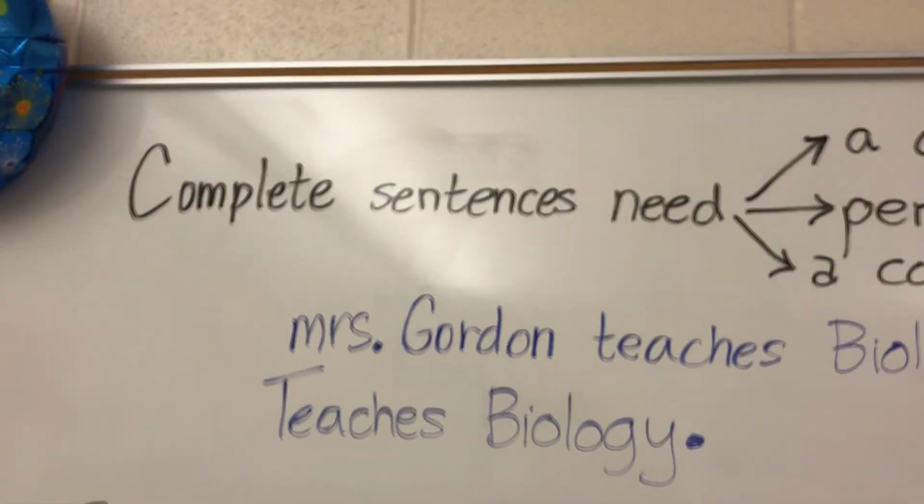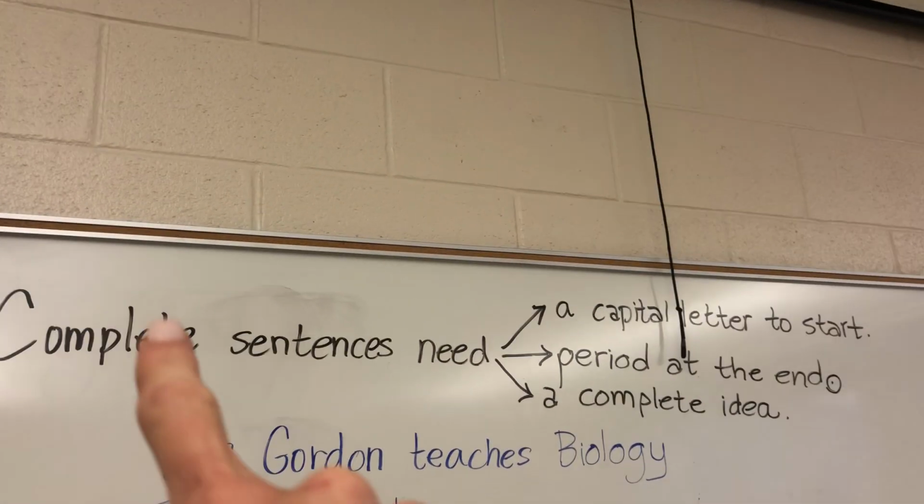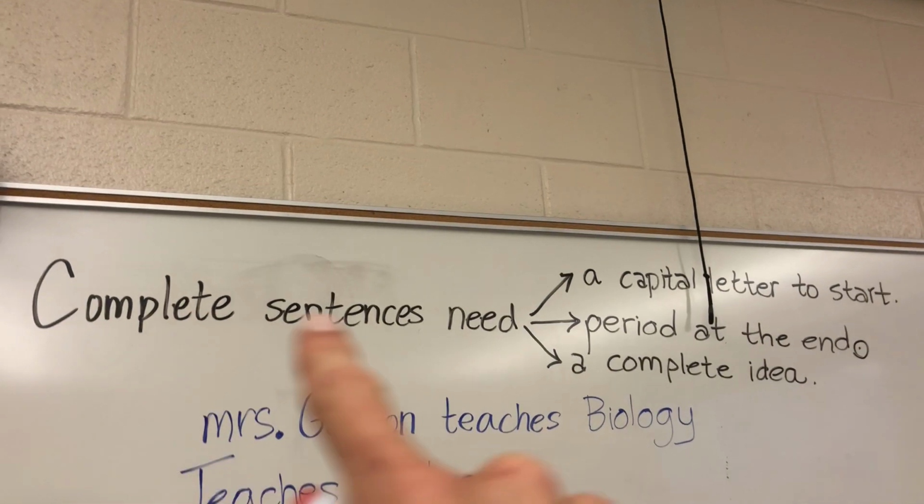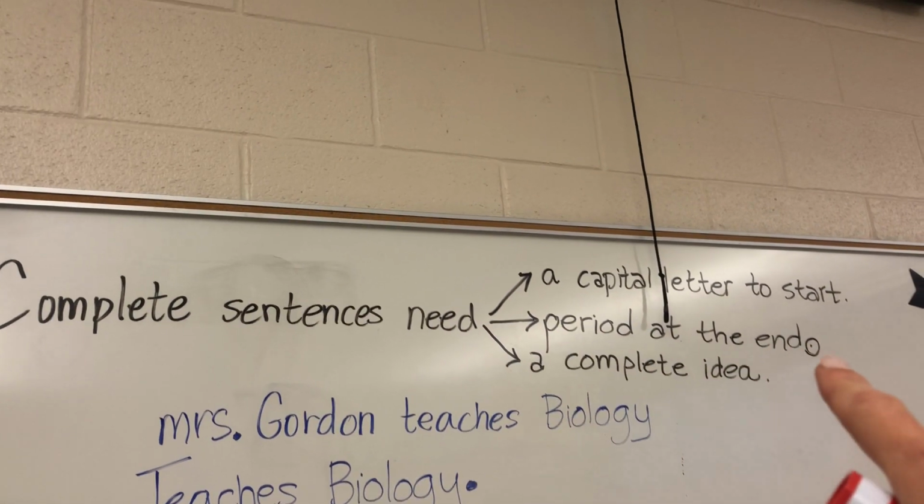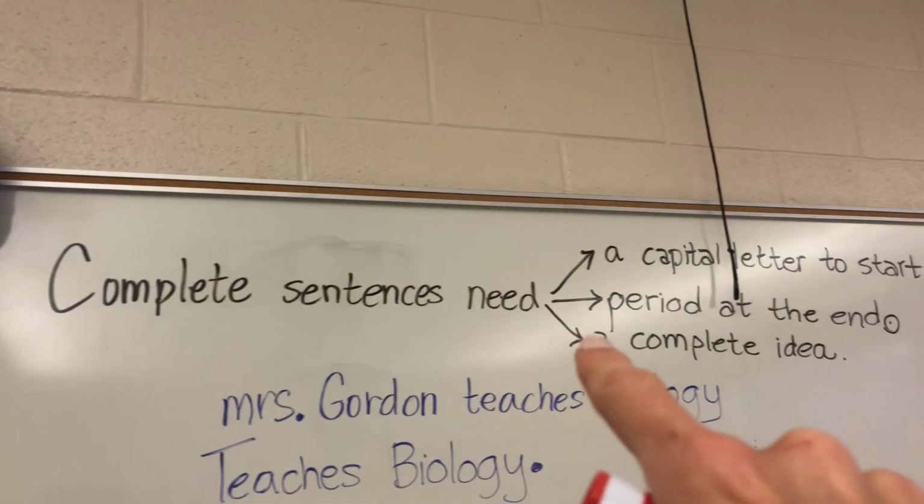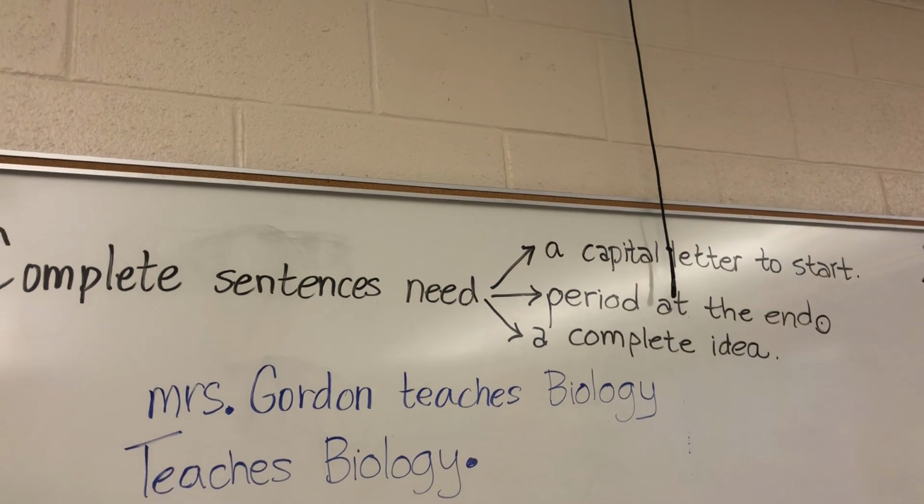All right. Complete sentences need three things. Complete sentences need a capital letter to start. Complete sentences need a period at the end. And complete sentences need a complete idea, a subject and what they're doing.